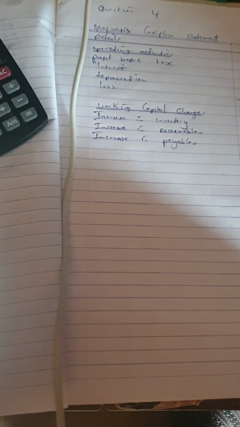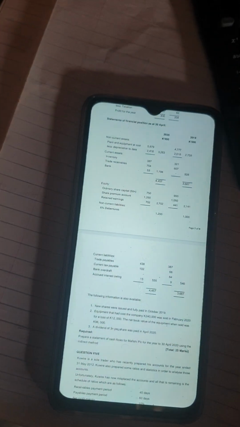Then next, the increase in payables, the amount of money that the business is owing. Payables, we had at the start 387 and at the end 438, so we have 51. We are owing 387 at the start and now we're owing 438, which means we went to borrow more money. That money is not ours, which means that money came in, it's an inflow.